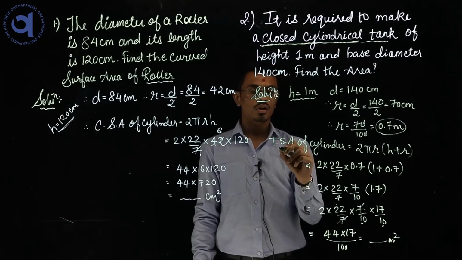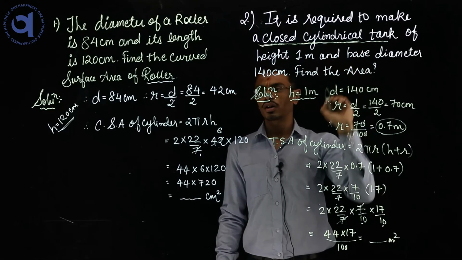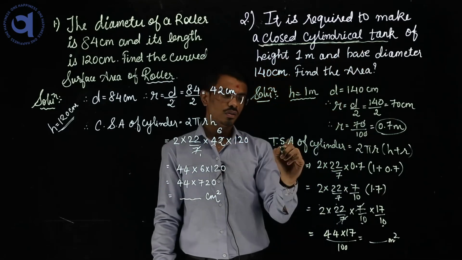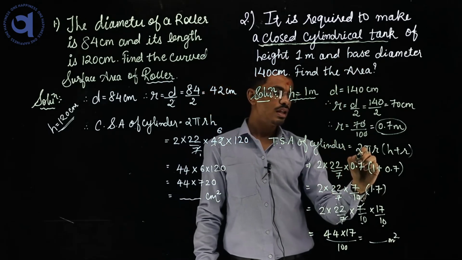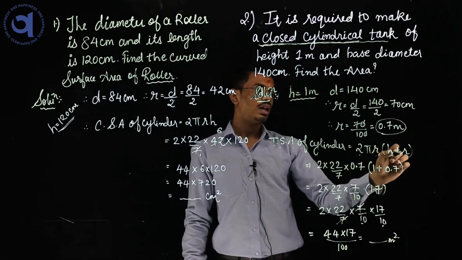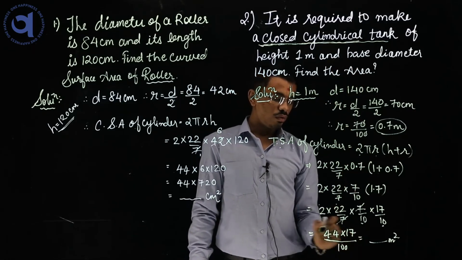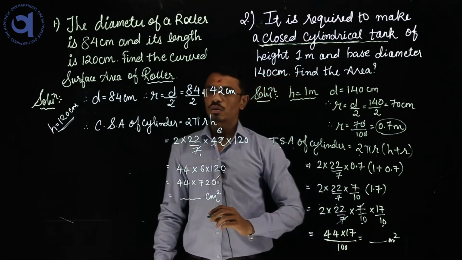Why have we taken total surface area? Because in the question it is mentioned that we have to take a closed cylindrical tank. So here we have taken total surface area, that is 2 pi r bracket h plus r. Values r and h are already mentioned in the question. Putting them in this, we will obtain the answer of this question.